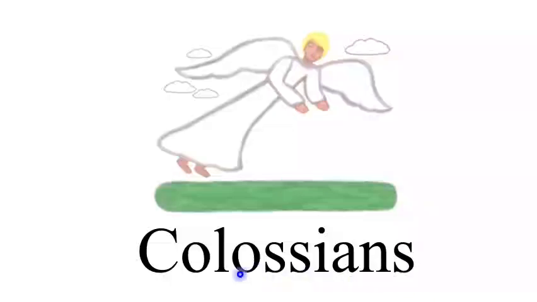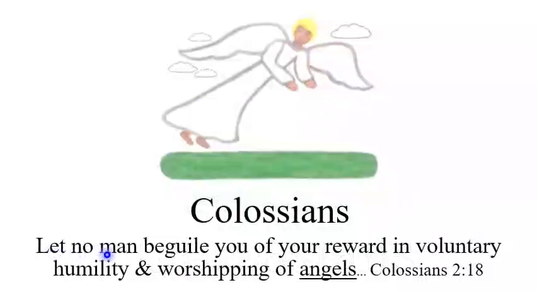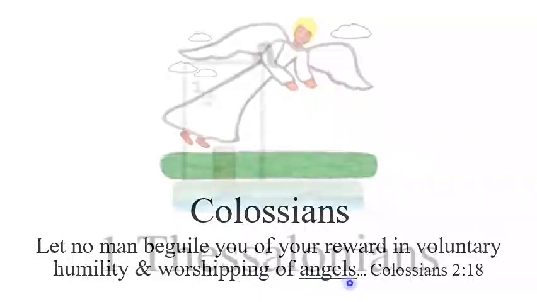The icon for Colossians is an angel with 4 clouds over the land, because the Bible says, "Let no man beguile you of your reward in voluntary humility and worshiping of angels."